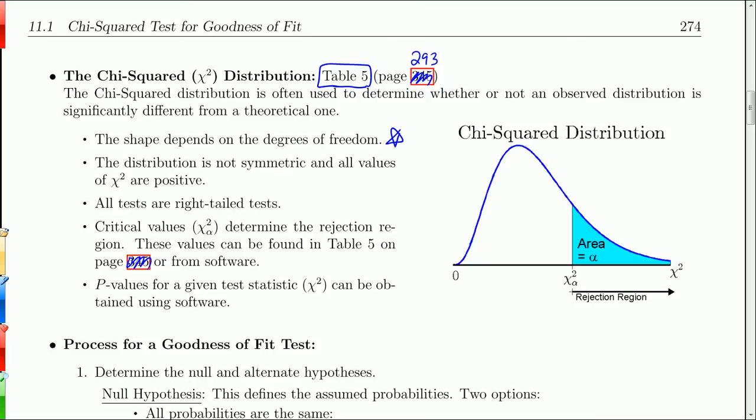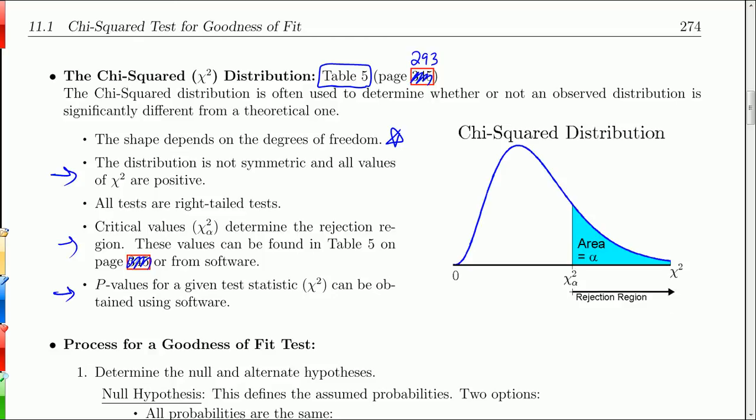The distribution is not symmetric. All of these values are positive, greater than 0. All tests are right-tailed tests, as I imagine. Your rejection region is always to the right of the critical value. These critical values determine the rejection region.